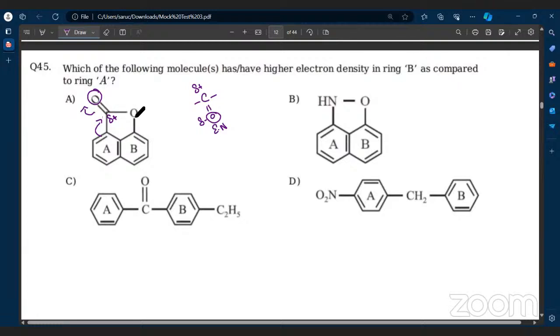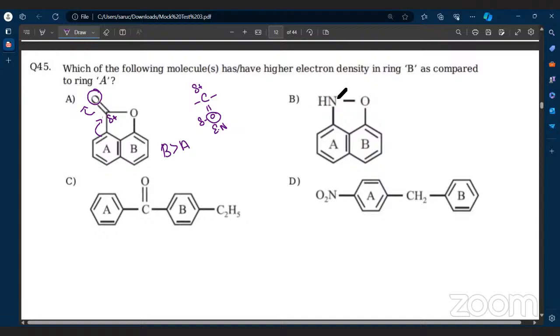Okay, and here you have oxygen. So compared to B, A's electron density is decreased. B is greater than A. Yes. So now moving to the second one.